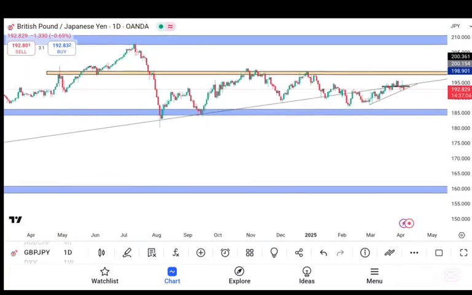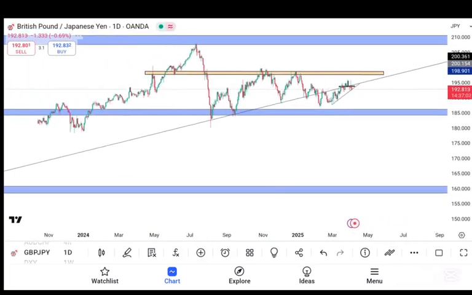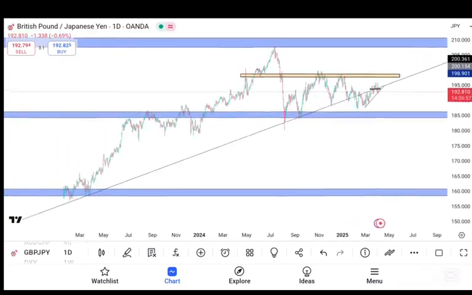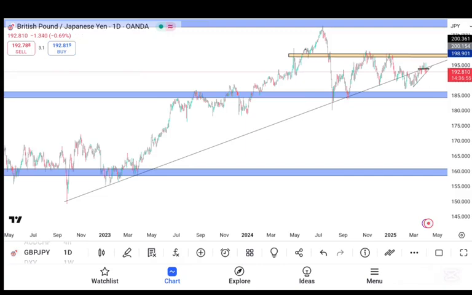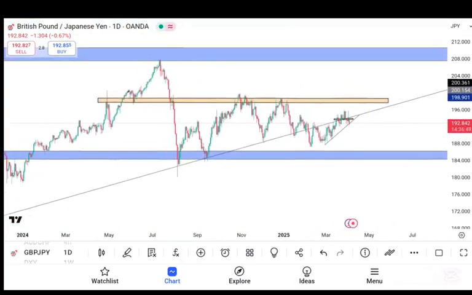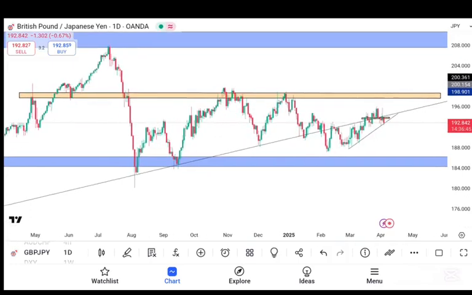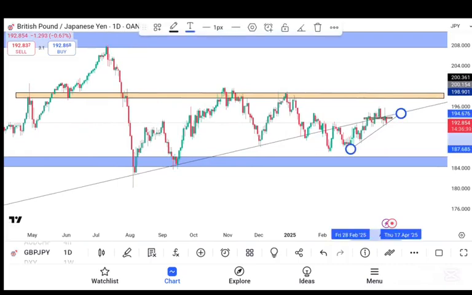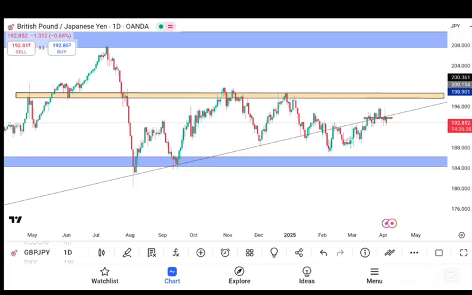Okay, this is the current trend of this market. So what is GBP JPY doing? GBP JPY is bearish.